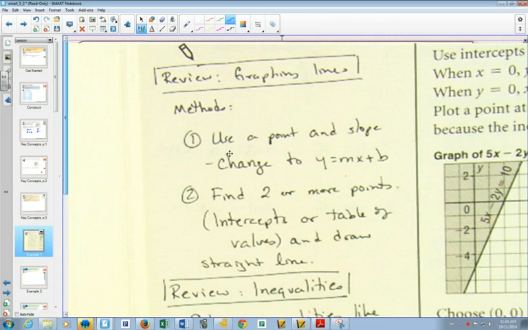Sometimes your intercepts, your x-intercept and your y-intercept, are great points to find to graph a line. You can make a table of values to find as many points as you want. Then you just have to draw your line.